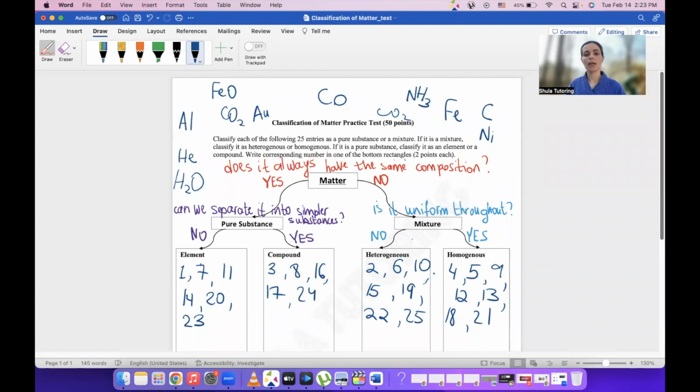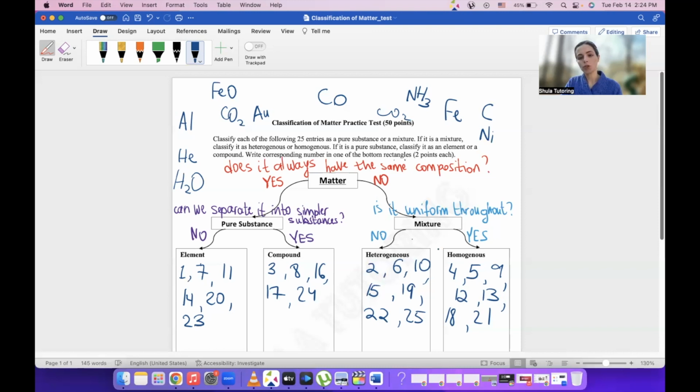We did this practice test. So now you can actually score your grade, and you will see how you did. I just wanted to mention a few things here. It's important to always ask this question about, does it always have the same composition? And then it sends you into two distinct categories. It's either yes or no. If it's a yes, then we ask ourselves if it's separable into simpler substances. Basically, if it's one type of atom that we can find on the periodic table, it's an element. If it's two or more types of atoms, it's a compound.